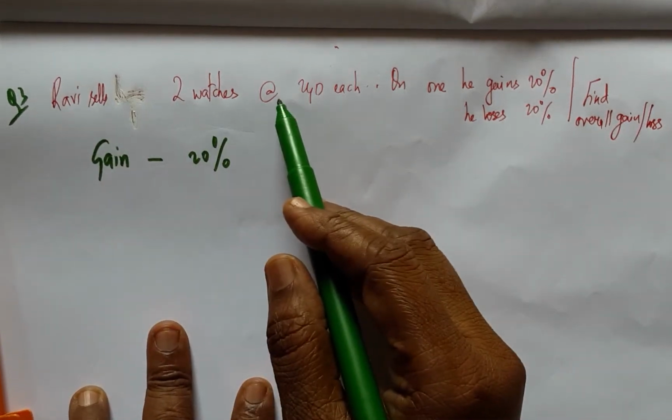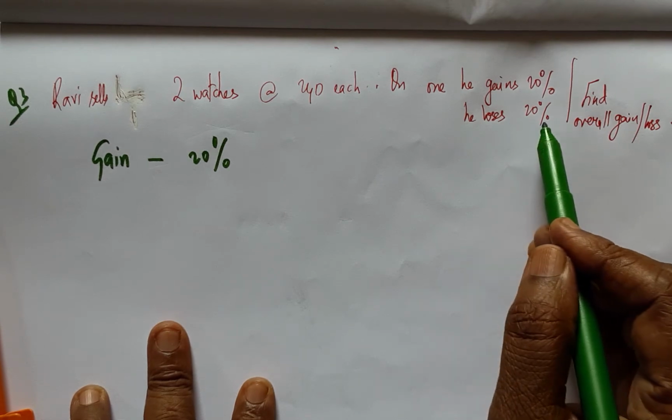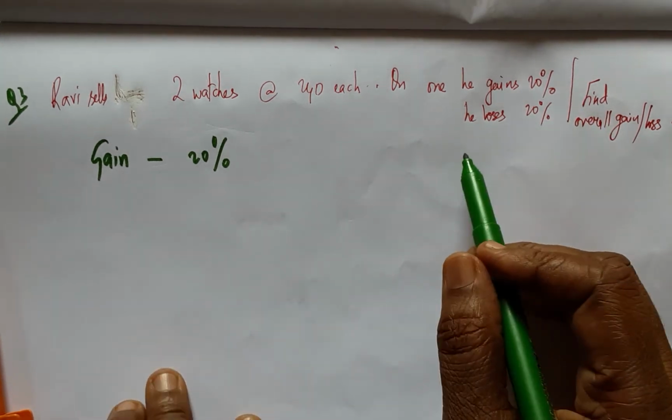Ravi sells 2 watches at 240 each. On one he gains 20% and he loses 20% on the other. Find the overall gain or loss.